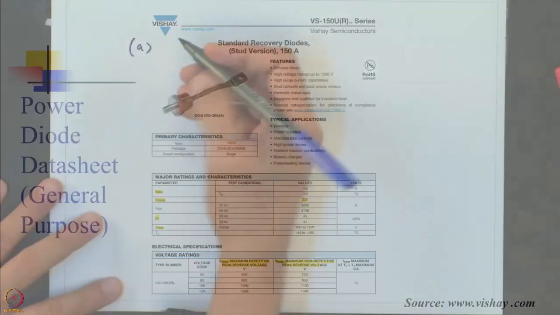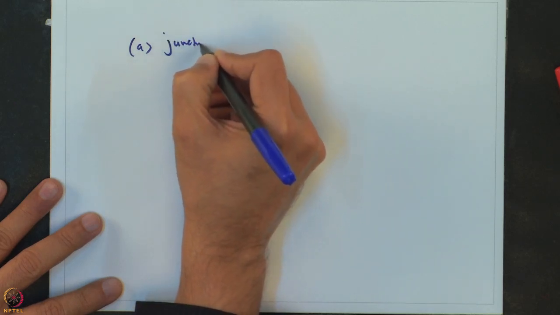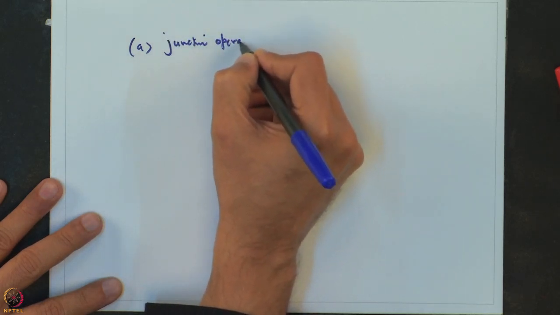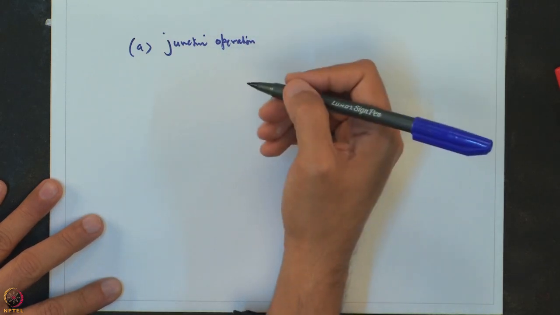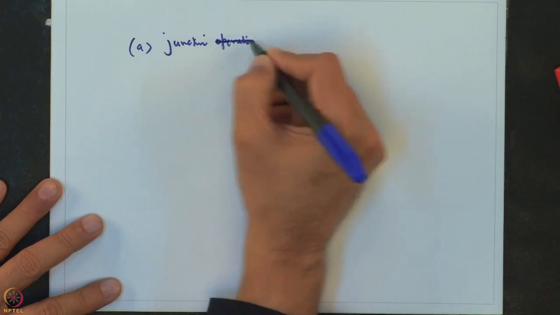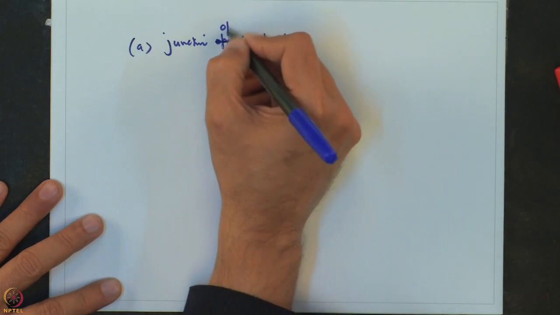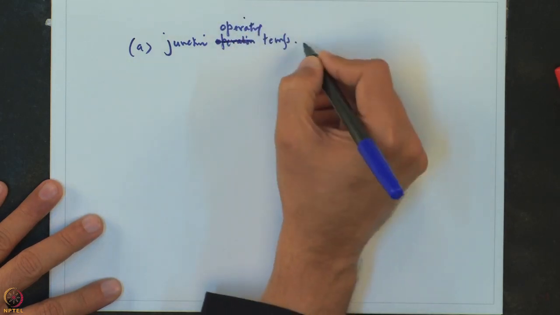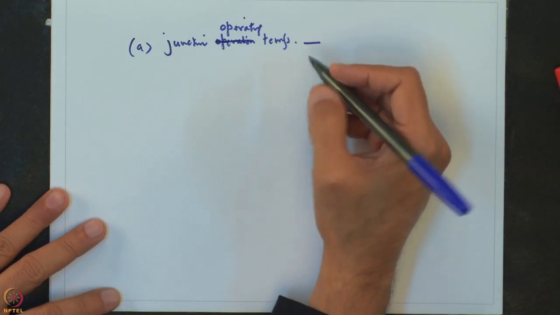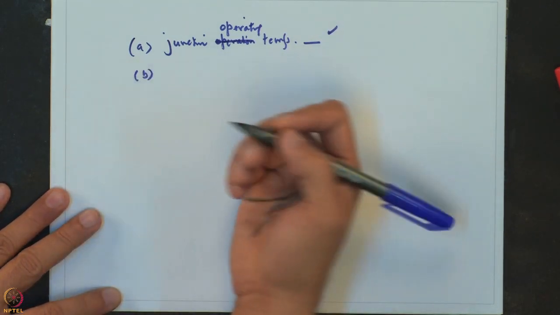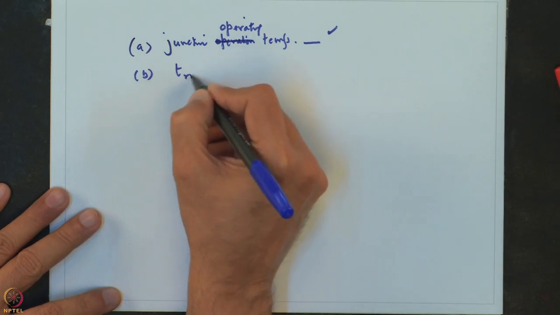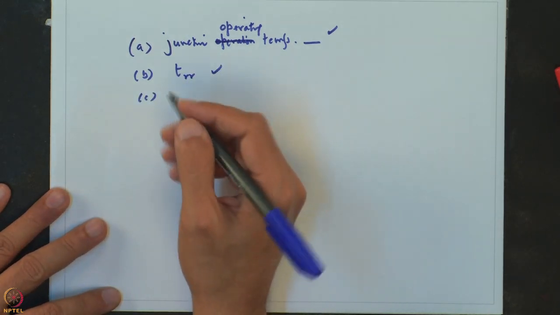Now, for the power diodes, typically we would be interested in looking at some of these parameters. One of them is the junction operating temperature. What is the maximum junction temperature allowed as per the data sheet? This is a very important parameter for the design. Then, what is the reverse recovery time, TRR? Then, what is the repetitive peak reverse voltage?